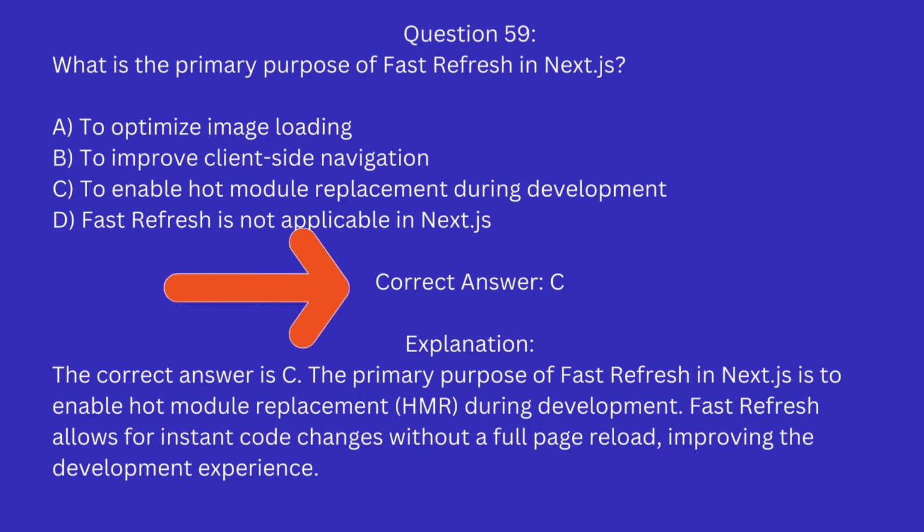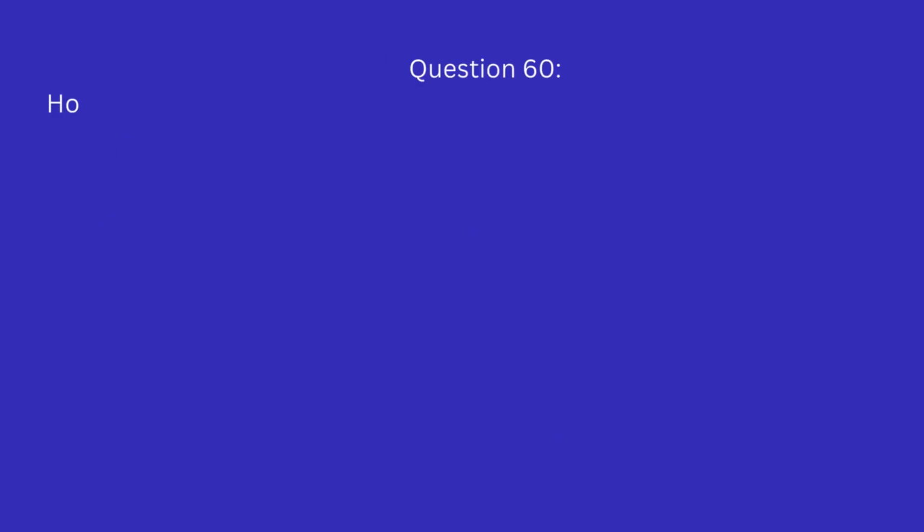Correct answer, C. Explanation. The correct answer is C. The primary purpose of fast refresh in Next.js is to enable hot module replacement, HMR, during development. Fast refresh allows for instant code changes without a full page reload, improving the development experience.